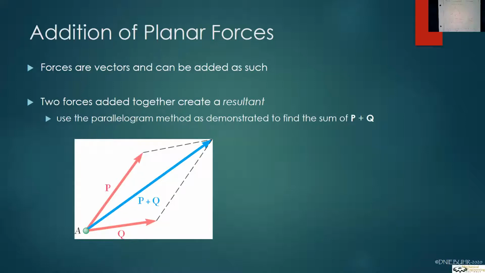So in this example, if we were to put the tail of Q at the tip of P, we would get the dotted line. Or if we were to put the tail of P at the tip of Q, we would also get the dotted line. This would equate to P plus Q, which is hence our resultant vector. This is sometimes referred to as the parallelogram method or the tip to tail method. Something I'm sure you're familiar with from your math classes.